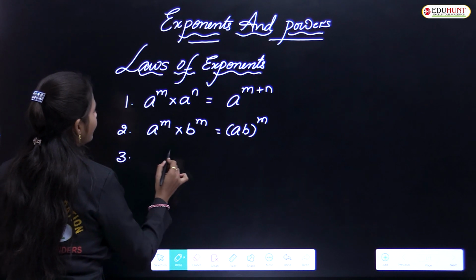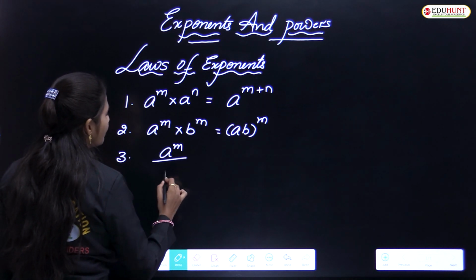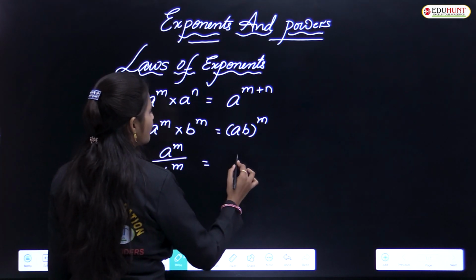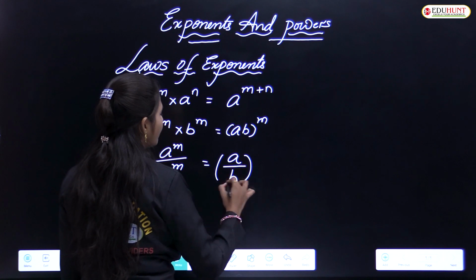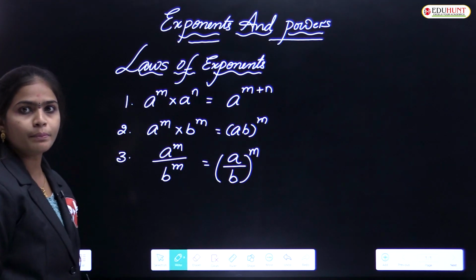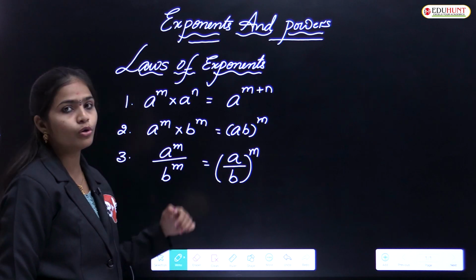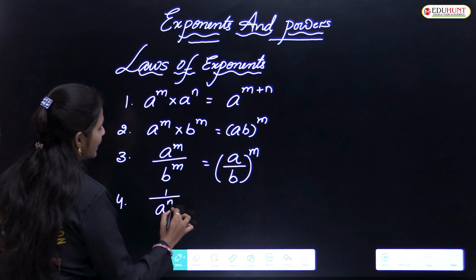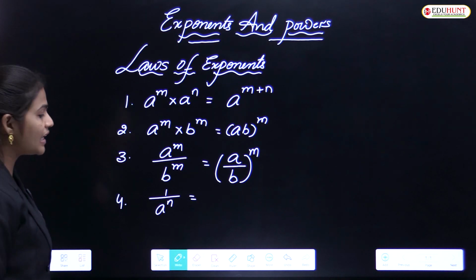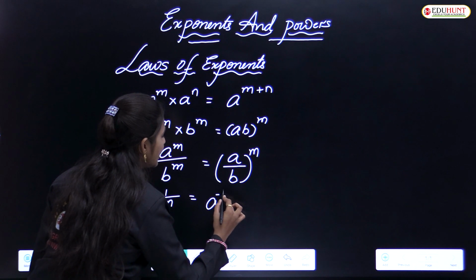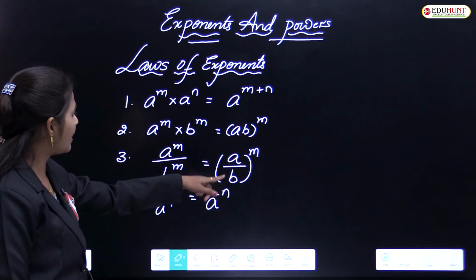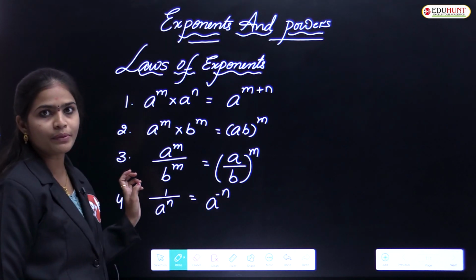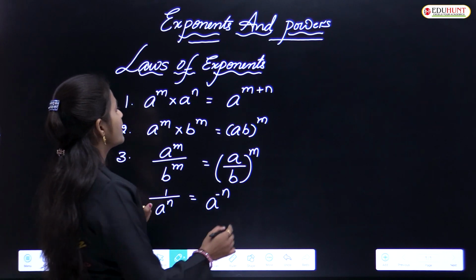Next one is a power m by b power m in the division, which is equal to a by b whole power m. A power m by b power m is equal to a by b whole power m. Okay. Now 1 by a power n is equal to a power minus n, and in the same way, from RHS to LHS also we can write: a power minus n is equal to 1 by a power n. So this is another law of exponents.